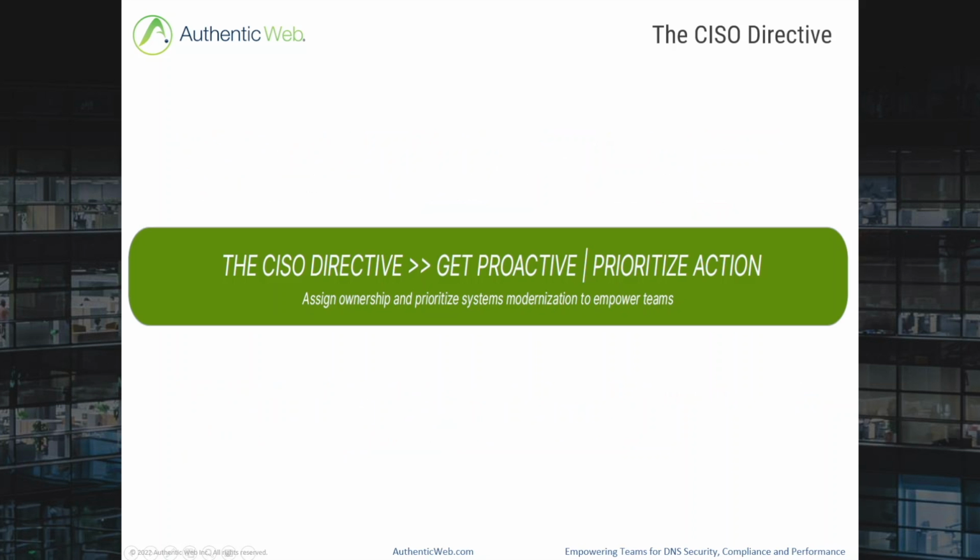The CISO Directive. If leadership doesn't sponsor change, no one will. That's the key message. So leadership must prioritize action to get proactive and prioritize action to plug these gaps. And it's simple. How to do that? Assign ownership and sponsor systems modernization to empower teams to get and keep control.